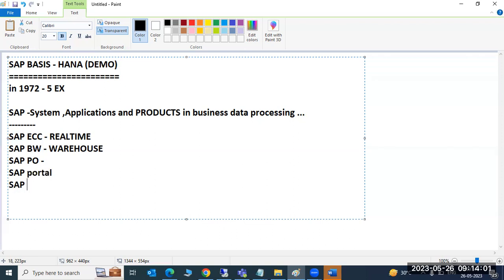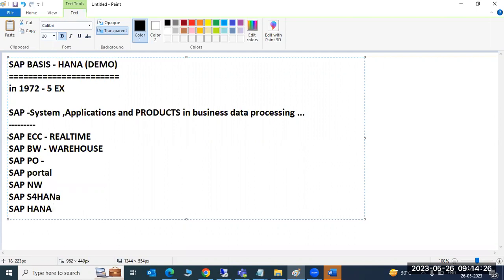Then SAP SuccessFactors. You know SuccessFactors, right? SuccessFactors is used for payroll time, approval procedures, and all these things. And also SAP NetWeaver, SAP S/4HANA, the latest version, and SAP HANA. These are all SAP products.